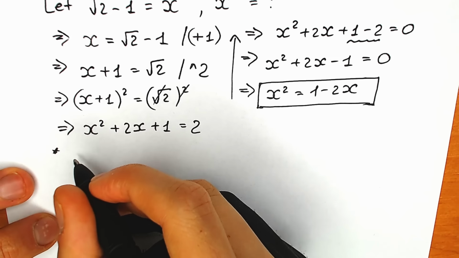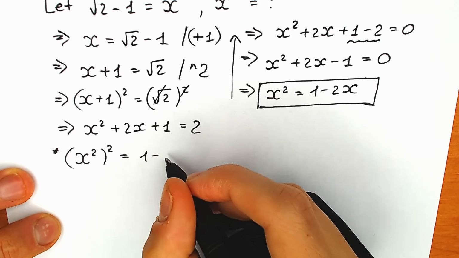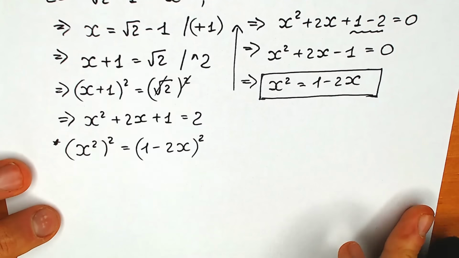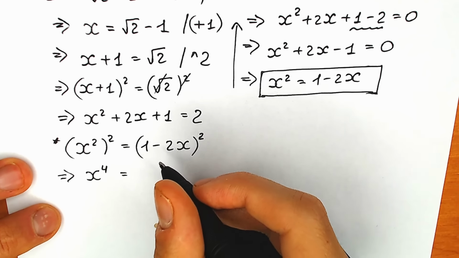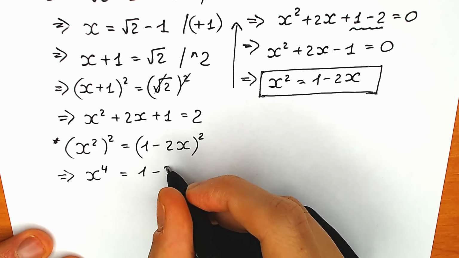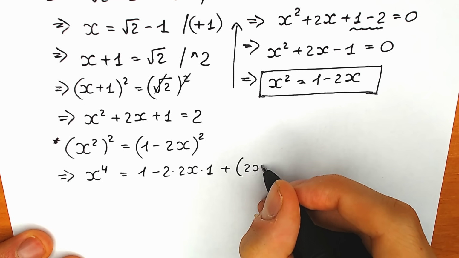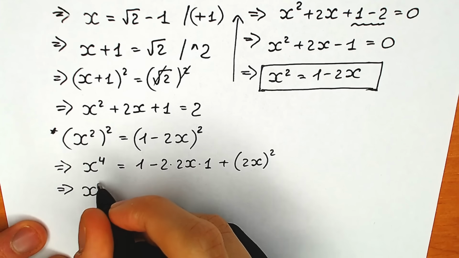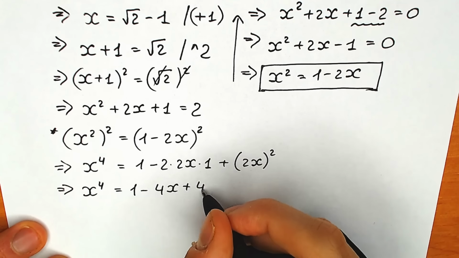So let's do it. First of all, x squared we raise to the power 2, and we raise our right side to the power 2. So 1 minus 2x we raise to the power 2. What we have on the left side is x to the power 4. On the right side, we have a basic school identity. This is equal to 1 minus 2 times 2x times 1 plus 2x to the second power, according to a school identity. From here, we have x to the power 4, so the same beginning, equal to 1 minus 4x plus 4x squared.